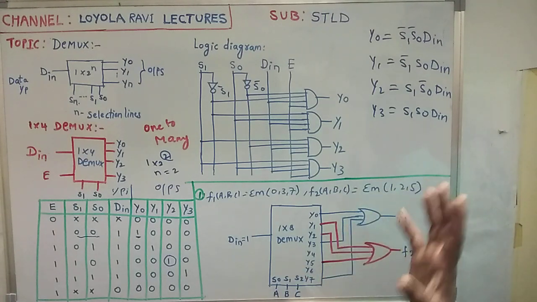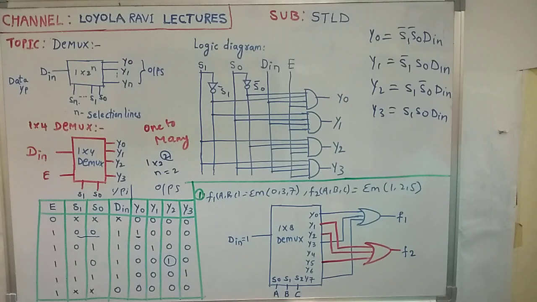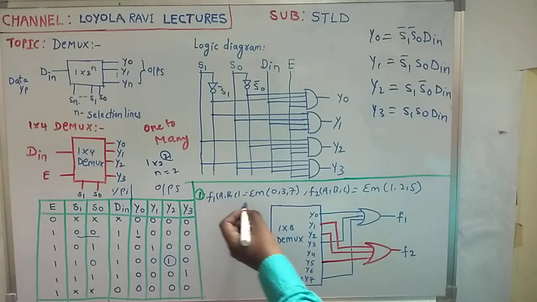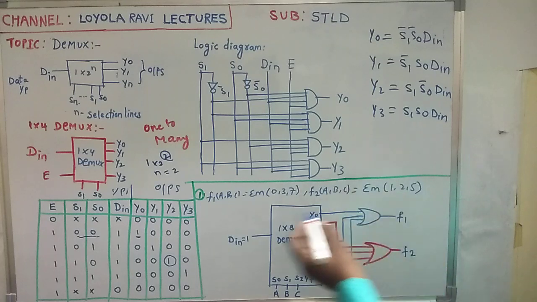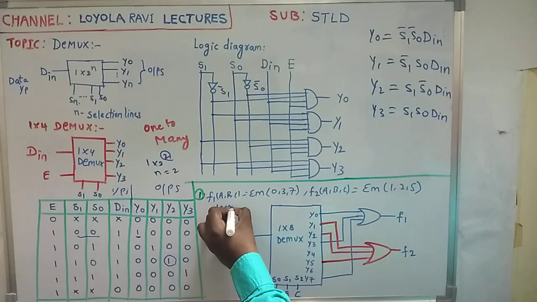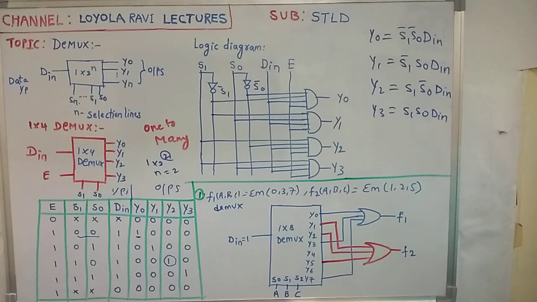Knowing the concept is not essential, but we'll also discuss the implementation of Boolean functions. He is asking one question like this: implement the following functions using demultiplexer. He has not mentioned which type of demultiplexer. F1 of ABC is equal to sigma m of 0, 3, 7 and F2 of ABC is equal to sigma m of 1, 2, 5. Implement using demux. So we don't know which demultiplexer is being asked, that's why we have to find which demultiplexer we need.